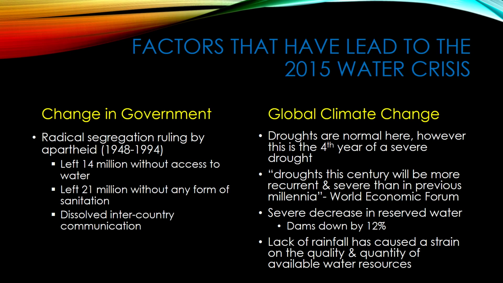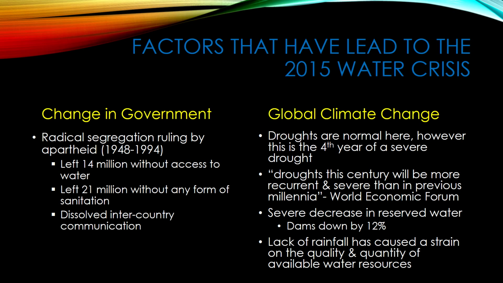So there are many factors that have led to the 2015 water crisis that we're seeing now in South Africa. One of them was a recent change in government. Apartheid ruling was between the years of 1948 and 1994. This was based on the idea of radical racial segregation. The Native Africans were the ones being segregated by the Dutch, the French, and the British, who over the years came in, conquered certain areas and stayed there to help the Africans. It was an all-white government.